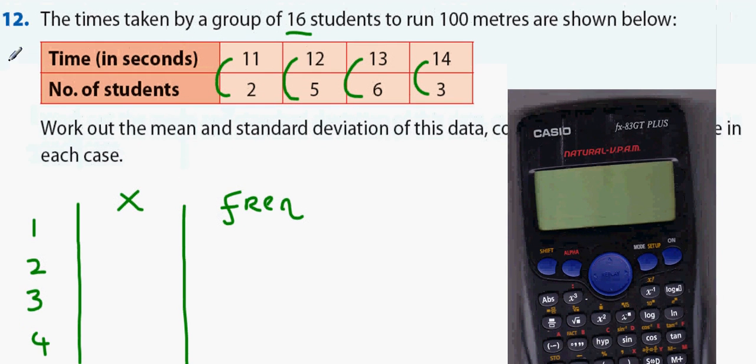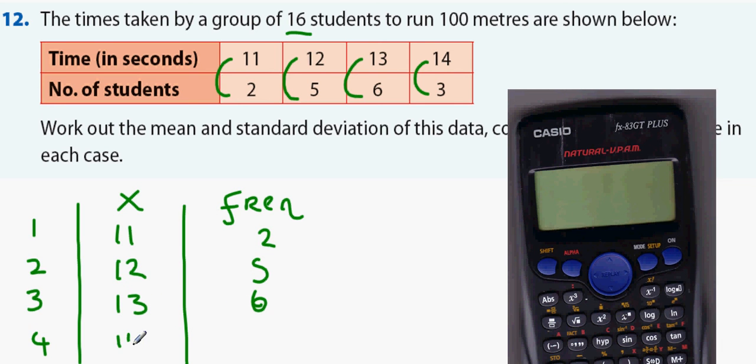So what we're going to have is 11 twice, so press 11 equals, followed by 2 equals. Next we're going to press 12 equals, press the right button, and then 5 equals. And then we're going to get 13 equals, 6 equals, and then we're left with 14 equals and 3 equals. So we have 13 and 6, 14 and 3. Now remember, in this case the number of students is the frequency, and the time, the variable, is x. So remember, the variable is always x.